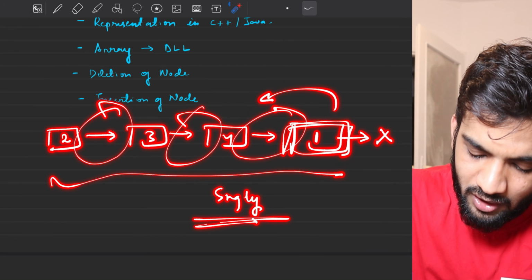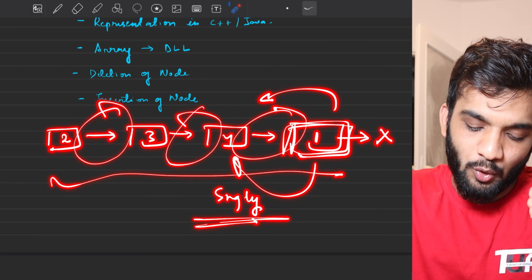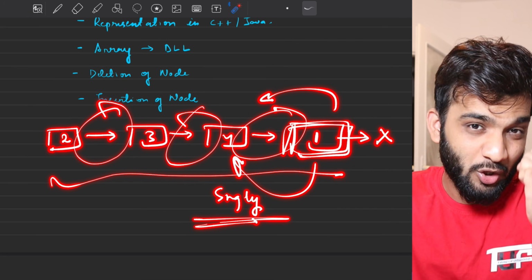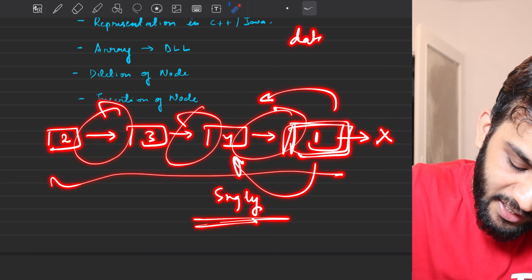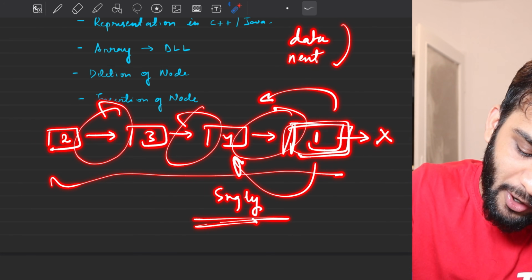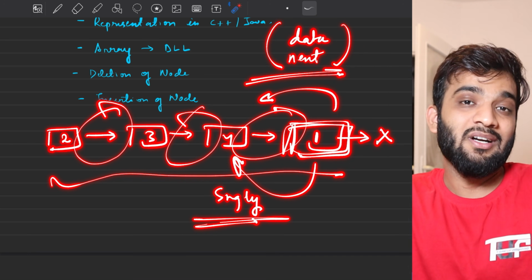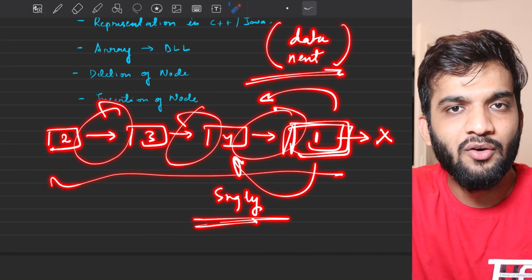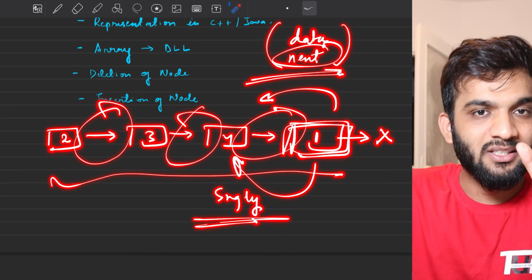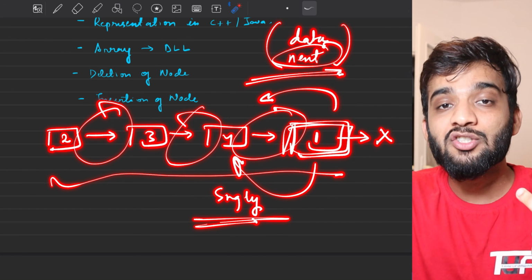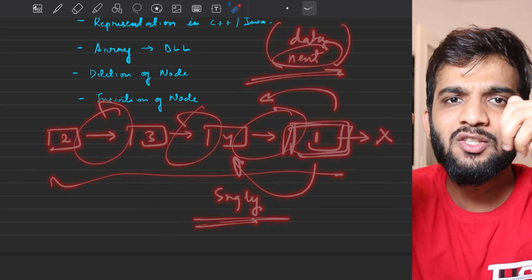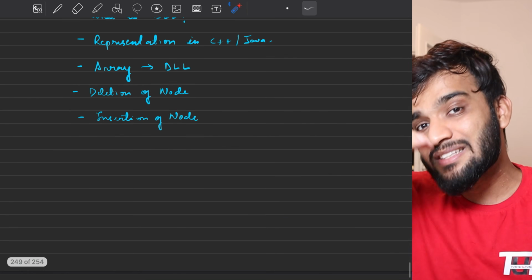You cannot come back from here to here because there is no pointer. Standing at this node, can you say that the previous node is 4? You cannot say it because what you store is just the data and the next pointer. Data basically says what is the integer value of that node. Next is a pointer that is pointing to the address of the next node. So that was for the singly linked list.